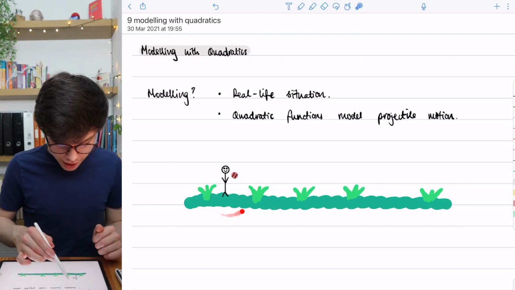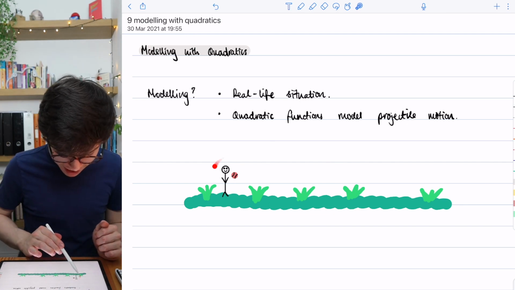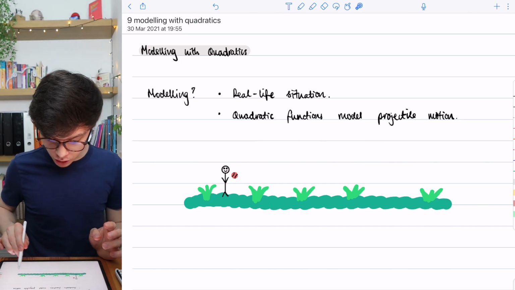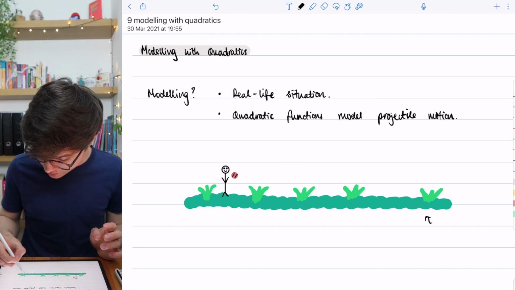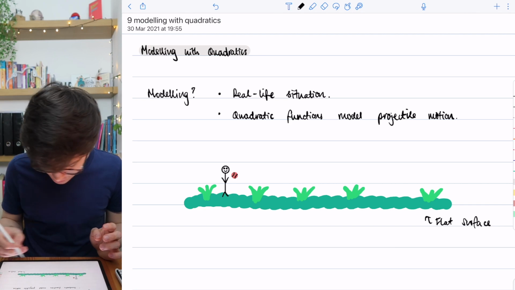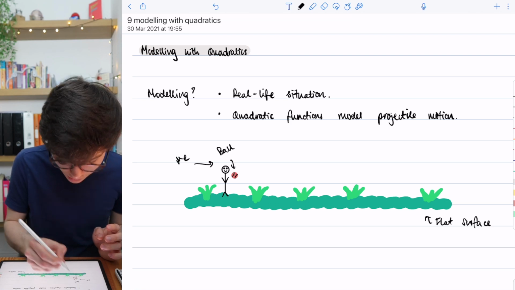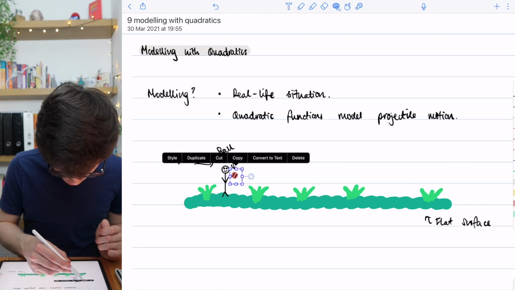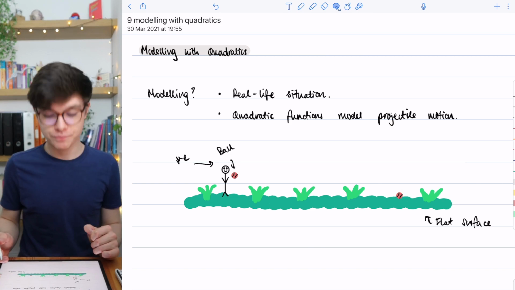So here I am. It's not the best drawing of me that someone's ever done, but it doesn't matter, I'm no artist. I'm here and I've got myself a ball, okay? And I'm going to throw this ball. I'm stood on some nice grass. It's a flat surface. We will write that here, flat surface, and this is me. This is the ball, and I'm going to duplicate the ball here. I throw it and it lands there, okay?